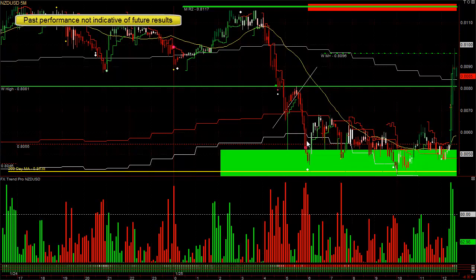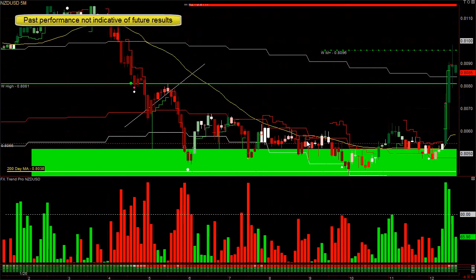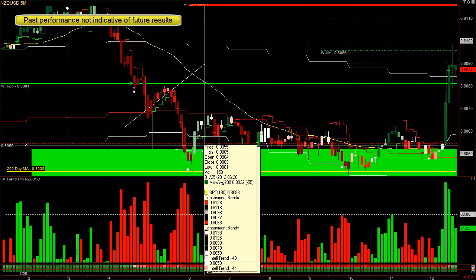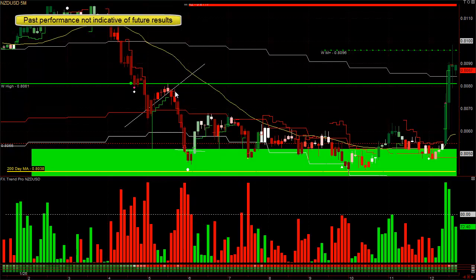So follow this down and maybe put your stop above each bar's high, and you'd be out of this trade somewhere around here at 51. Short at 78, out at 51 for a 25 plus pip win. That's how you use the weekly monthly trend.